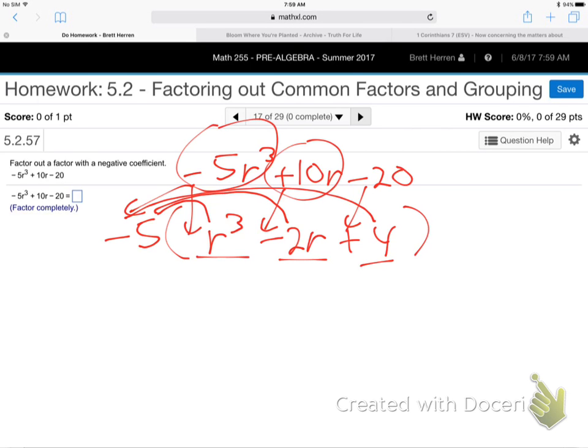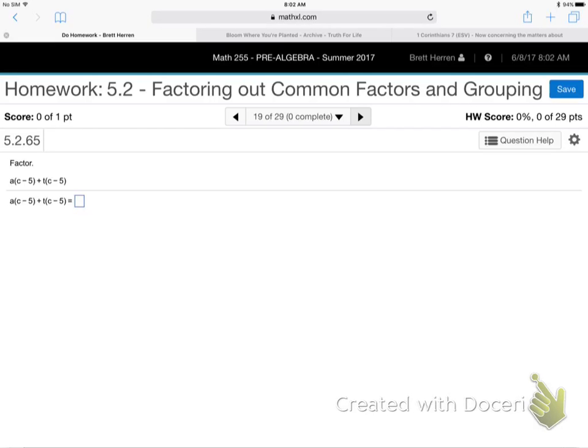Good on that? We getting those right? Yes, sir. Factor not too bad. Okay, so we have A parentheses C minus 5 plus T parentheses C minus 5. Okay. So, what are we going to do with these?